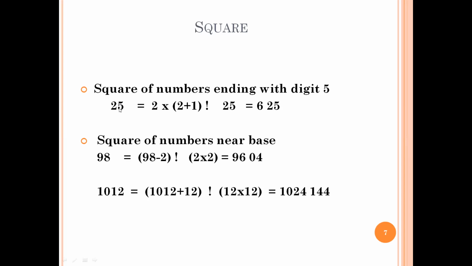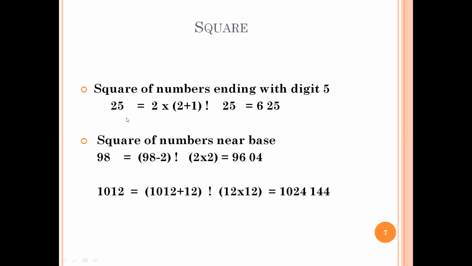For a number ending with 5, it is very simple. It uses Ekadhikena Purvena, meaning take the number next to the 2. What is the next number after 2? 3. So 3 twos are 6. And just 5 into 5, 25. Just write that. 6, 25.